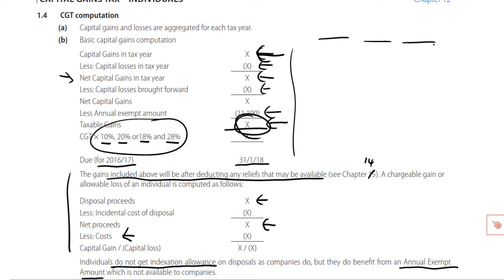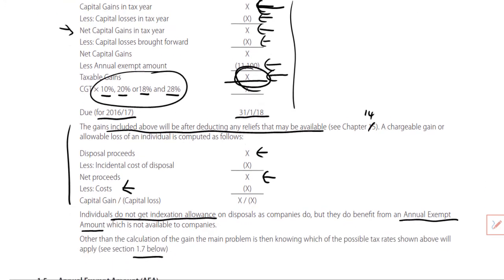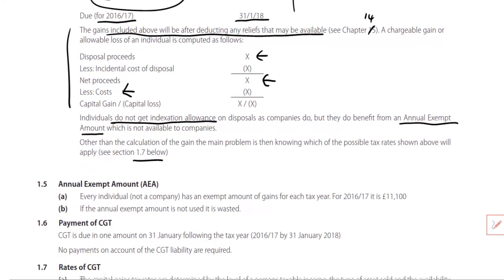I would much rather reduce a gain that would be taxed at 28% compared to 20%, compared to 18%, compared to 10%. So we're able to apply those losses and the annual exempt amount in such a way as to reduce the amount of tax that we pay in the most efficient way. Now, all of that information is contained beneath.